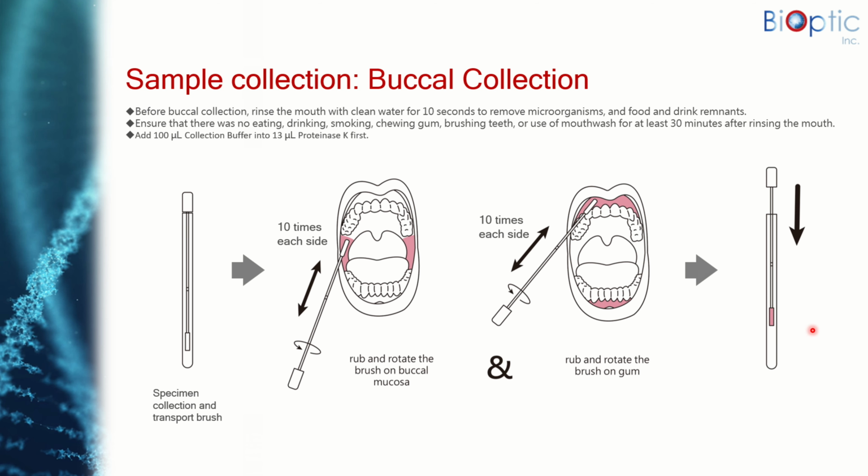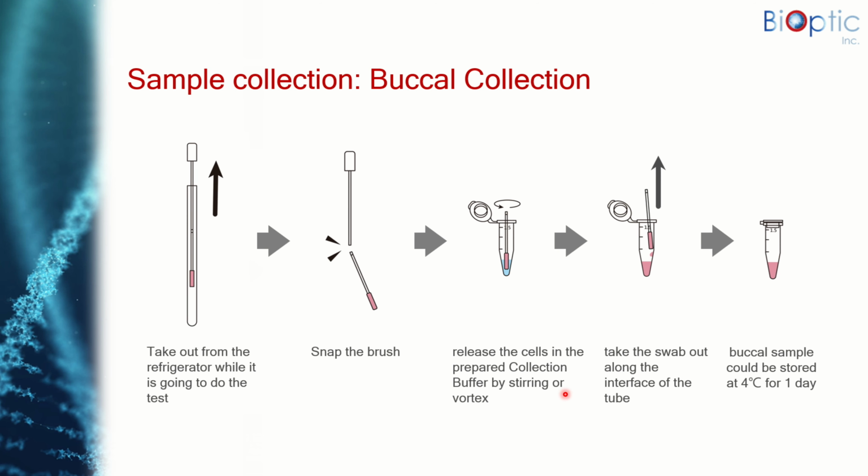The other sample collection method is buccal collection. Use the swab to rub and rotate the brush on the buccal mucosa about 10 times. Also rub and rotate the brush on the gum. And then insert the brush into the collection buffer.